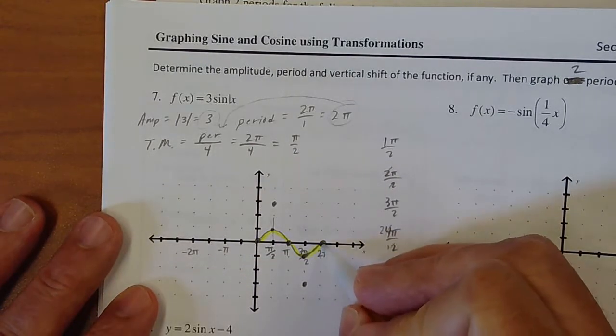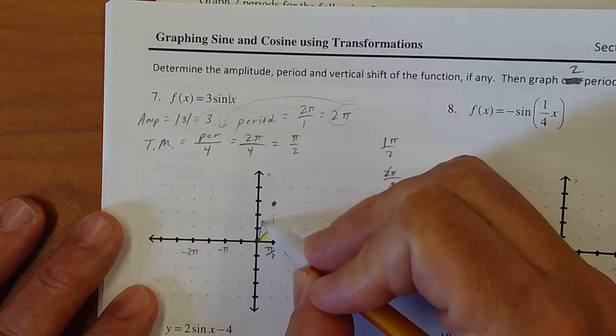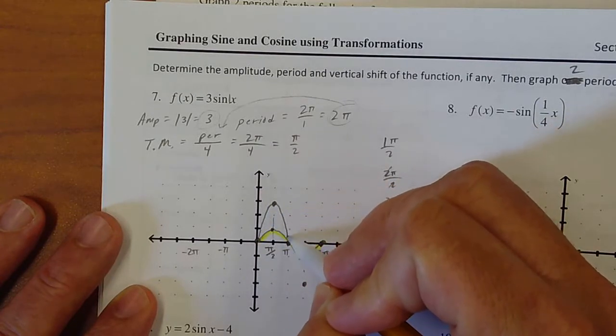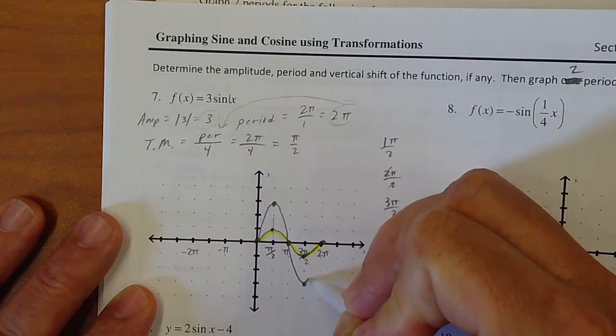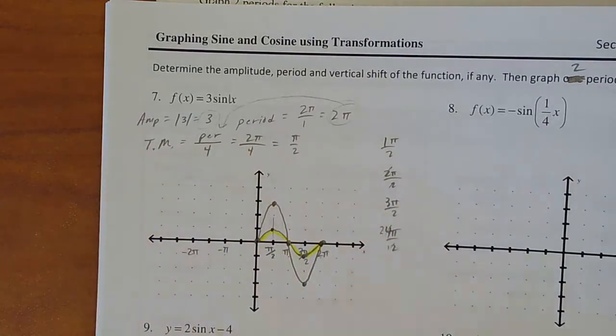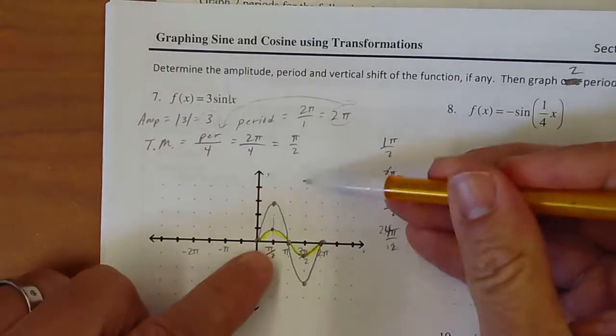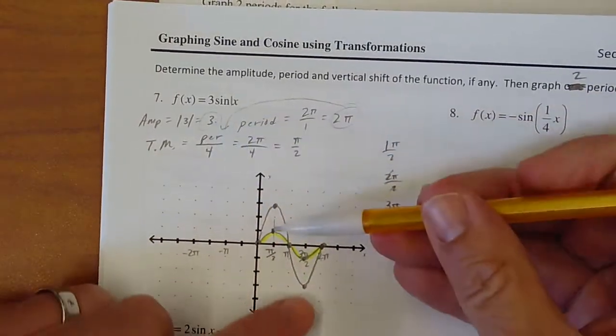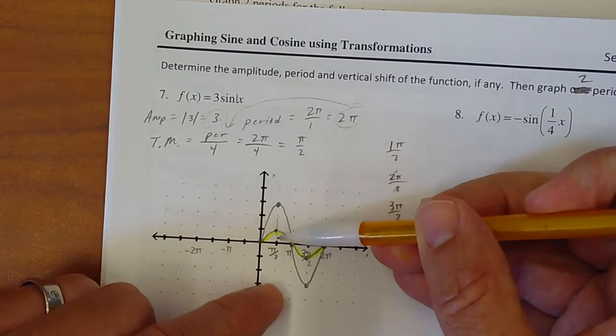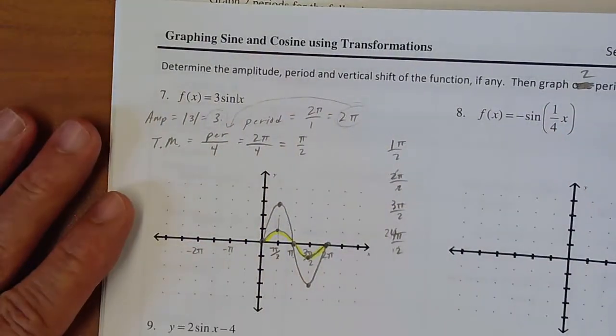Okay, back to midline. So here is the graph with an amplitude of 3. Okay, makes sense? Just stretched. That's why they call it a vertical stretch. Or if that number was like 0.5, it'd actually compress it, make it smaller in terms of its height.